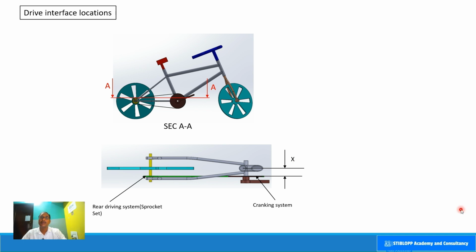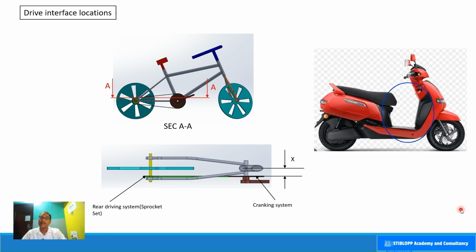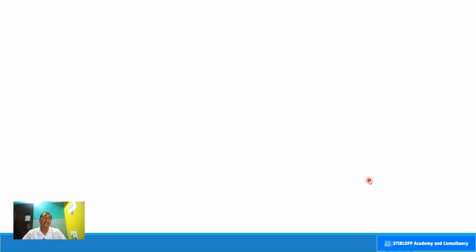Okay, now let's take the second example here. This is a scooter. All of us know that. We can see that none of the interfaces are placed in between this handle and the seat because this space is meant only for the luggage, and this is that packaging requirement which drives us to keep the engine interface nearer to the rear wheel. Okay, now let's move on with the next design criteria.